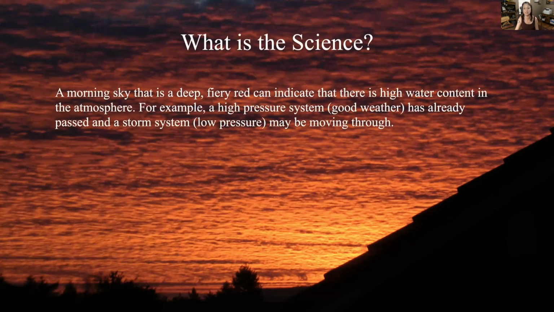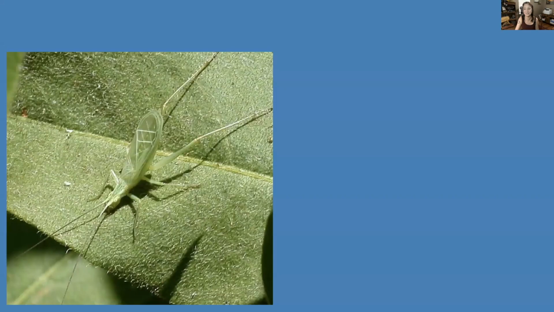The science behind it is the red can indicate more water content in the atmosphere. For example, a high pressure system has already passed and there's a low moving through. So there is reality to this ecological knowledge.